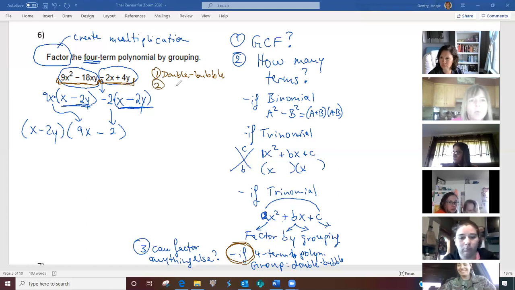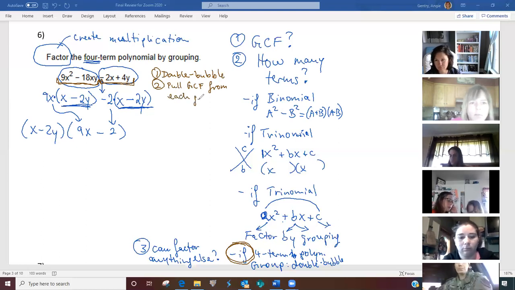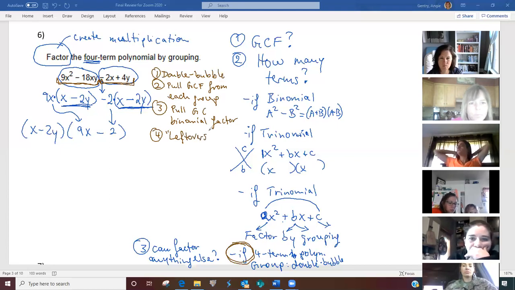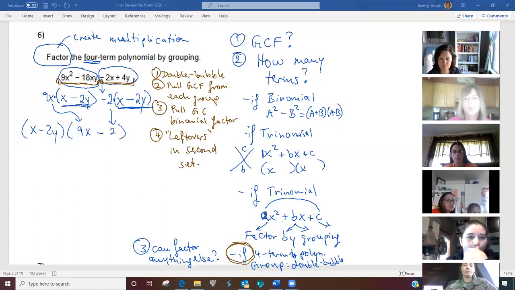And then second, from each group you pull, you know? So if you need this in your notes, you don't have to write everything down. I just want to make sure it's fully understood now. Pull GCF from each group. That's what you did right there, you see? Then you pull the greatest common binomial factor, which is that thing underlined. And then leftovers in second set. How's that? Crystal clear? Super comfortable for the final? Yeah? Okay.